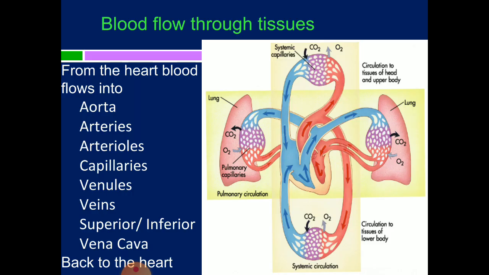This is how the blood flows through the tissues. From the heart, the blood flows into the aorta, then to the arteries, then it is transferred to the arterioles and capillaries. After exchange, the venous blood is collected by the venules, and the venules transfer it to the veins. These veins collect and drain the venous blood into the larger veins, that is the superior and the inferior vena cava, which open into the heart.